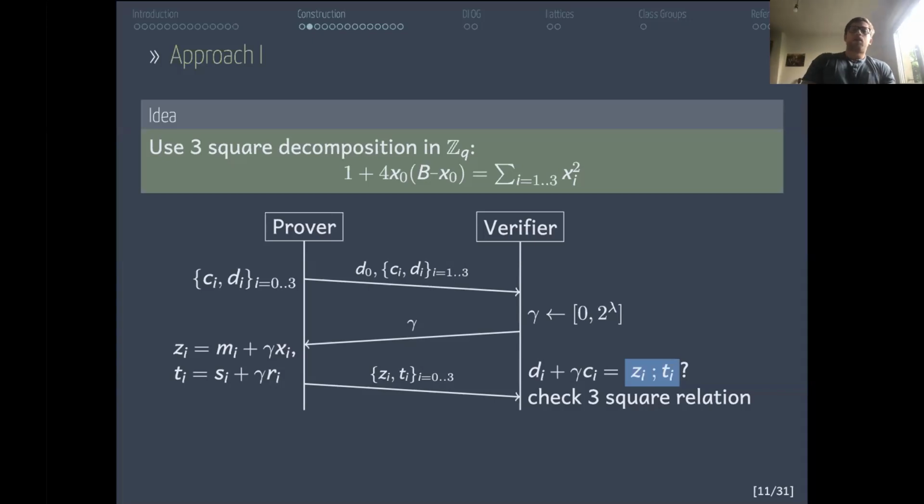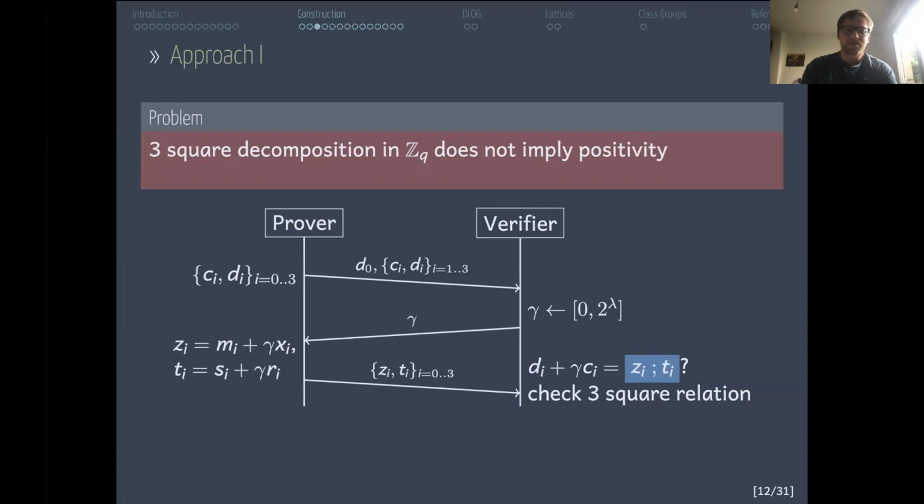So just to repeat, what we have constructed now is a range proof that shows the 3-square decomposition over Zq. So the question now is, are we happy or are we not? And the obvious answer is, because this is approach 1, we're not happy, because the 3-square decomposition in Zq does not actually imply non-negativity.